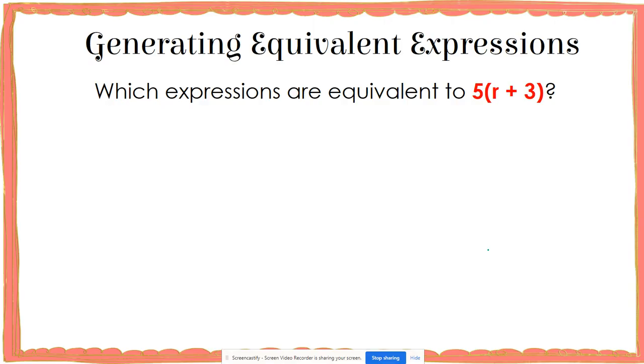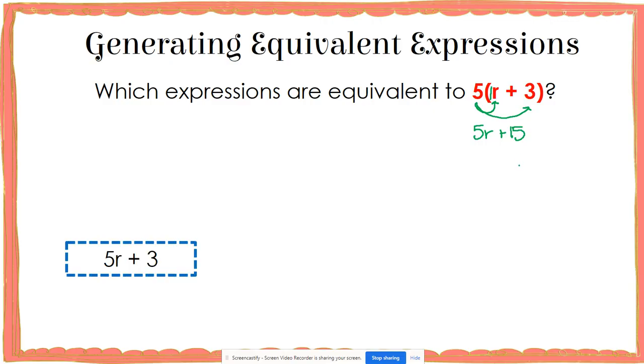Now let's look at 5 times r plus 3. Again, I'm multiplying 5 by a sum, so that means I can use the distributive property to simplify. So I'm going to multiply 5 times r. Well, when I multiply 5 times r, remember there's an invisible 1 here. So it's 5 times 1r, which is 5r. And then it's 5 times 3, which is 15, so plus 15. So I'm going to look for any expression that is equivalent to 5r plus 15.